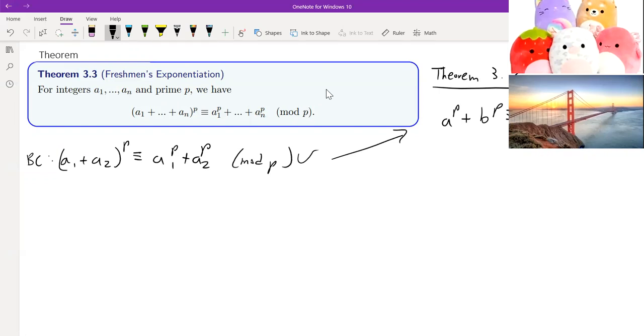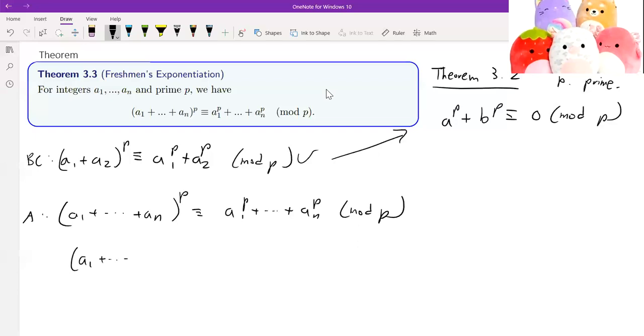Let's assume that it is true for n number of variables now. So a1 plus all the way to an, to the power of p, is congruent to a1 to the power of p plus all the way to an to the power of p mod p. So let's assume this is true. Now, let's look at the expression a1 plus all the way to an plus 1, to the power of p. Now this expression is just going to be equal to our previous sum here plus an plus 1 to the power of p.